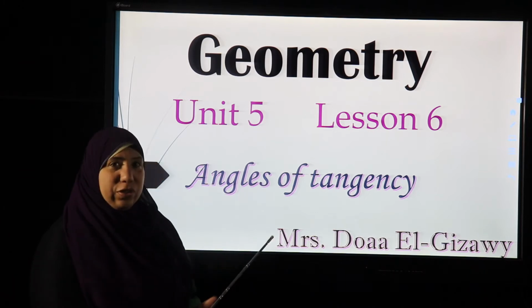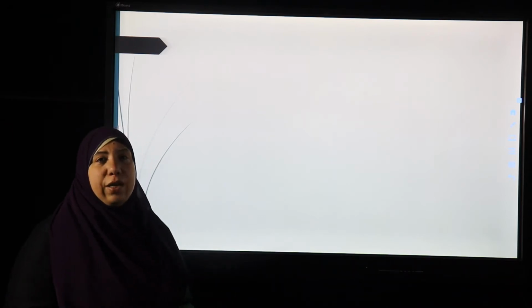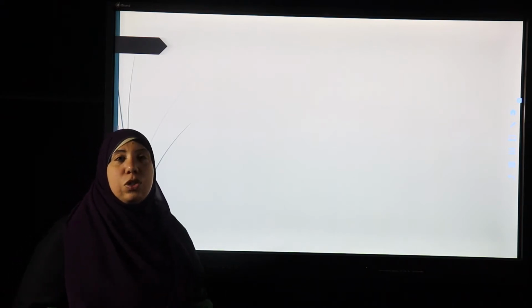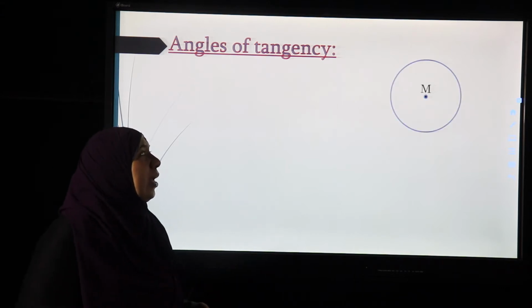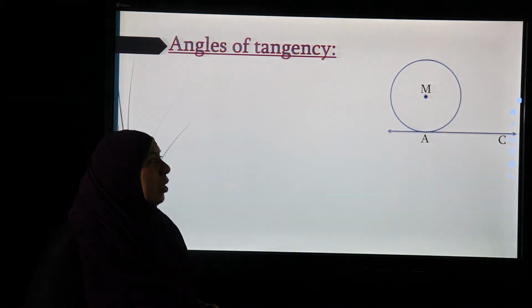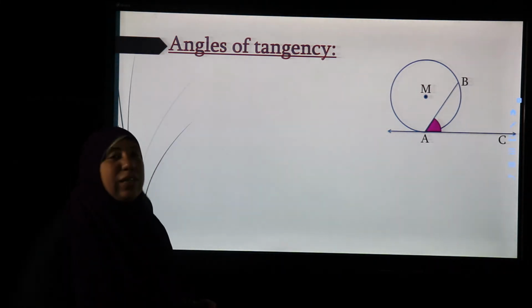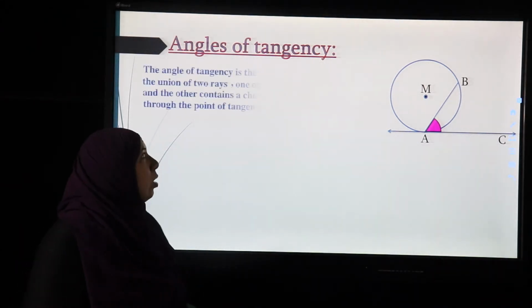Which is angle of tangency. What is the angle of tangency? We have taken before two types of angles: central angle, which is the angle between two radii, then inscribed angle, which is the angle between two chords. Today we will take angle of tangency, which is the angle between a tangent and a chord. If I have tangent AC and chord AB, the angle between the tangent and the chord is called angle of tangency.